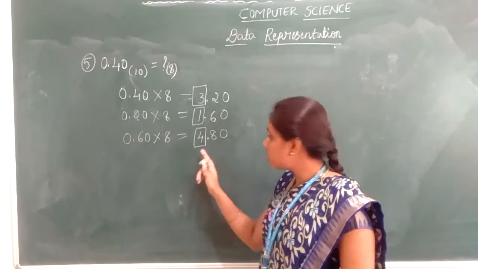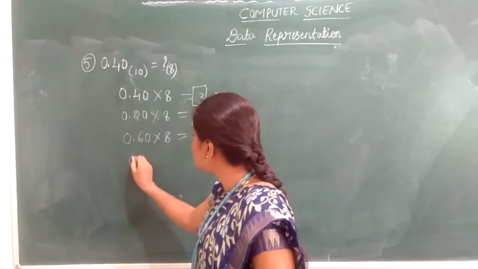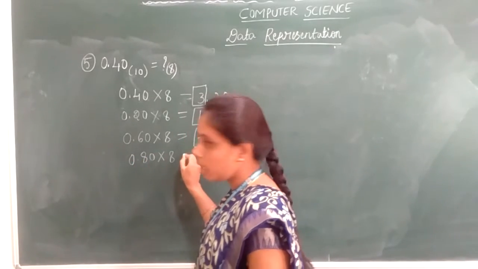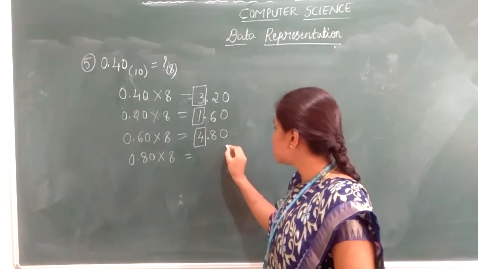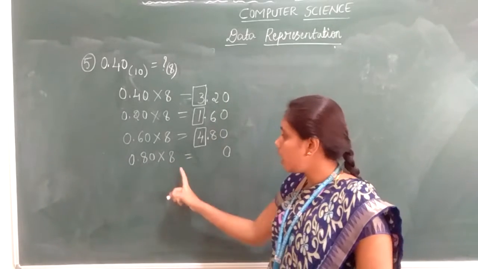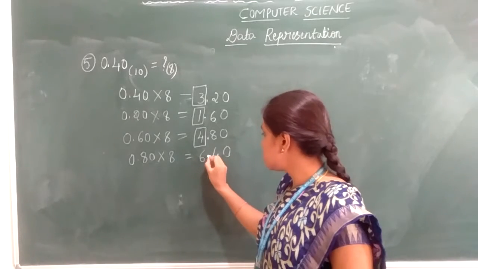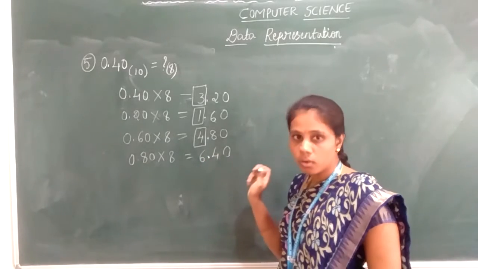Again consider the fractional part, that is 0.80 multiplied by 8. So 8 into 0 is 0. 8 8s are 64 and carry is 6. It will become 6.40.